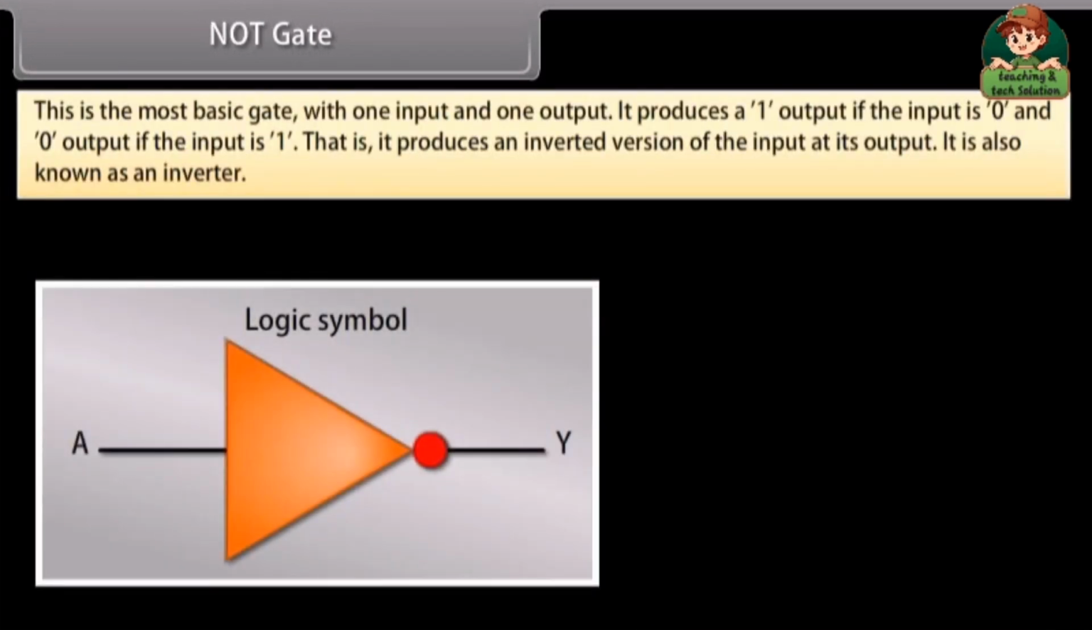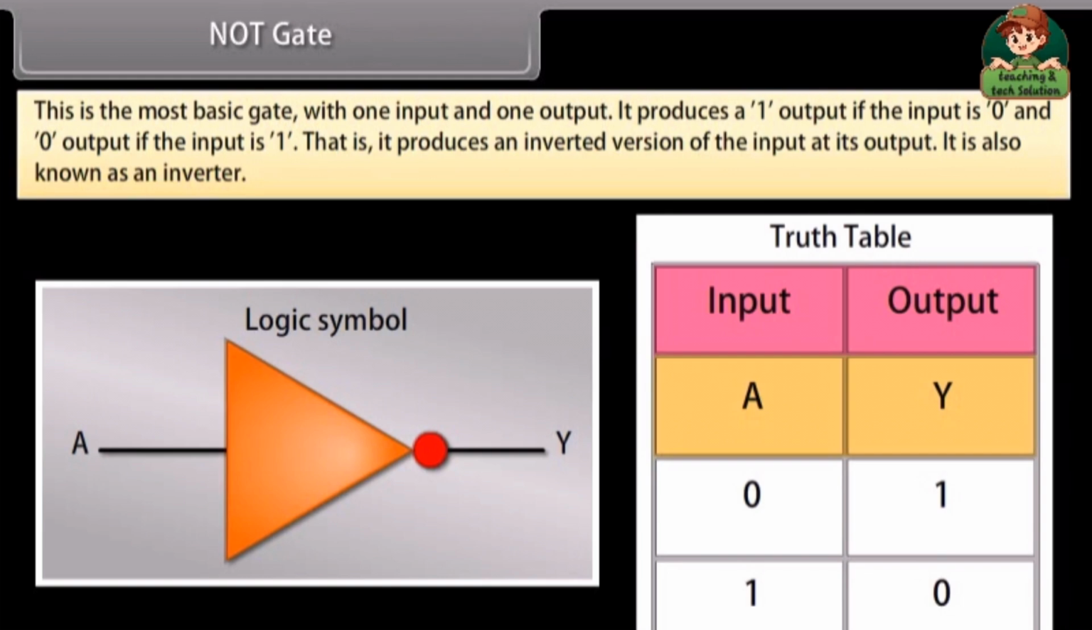NOT gate. This is the most basic gate with one input and one output. It produces a 1 output if the input is 0 and 0 output if the input is 1. That is, it produces an inverted version of the input at its output. It is also known as an inverter.